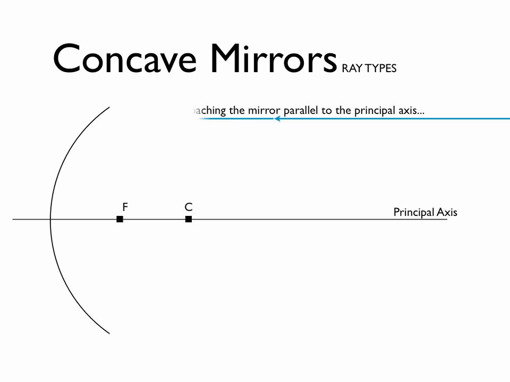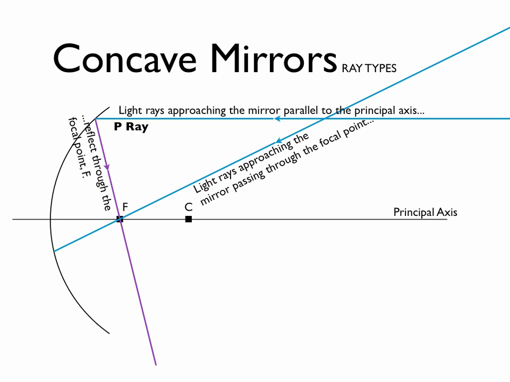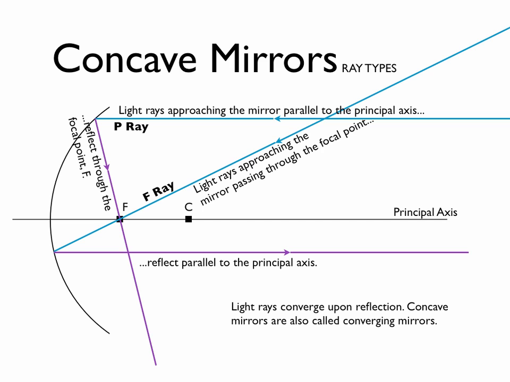The first one is a light ray that comes into the mirror parallel to the principal axis and reflects through the focal point. This is called the P ray. Another ray is one that approaches the mirror by passing through the focal point, and this reflects parallel to the principal axis. These two rays are opposites of each other. And notice that the purple lines are the reflected rays, and they converge upon reflection. Concave mirrors are also called converging mirrors.